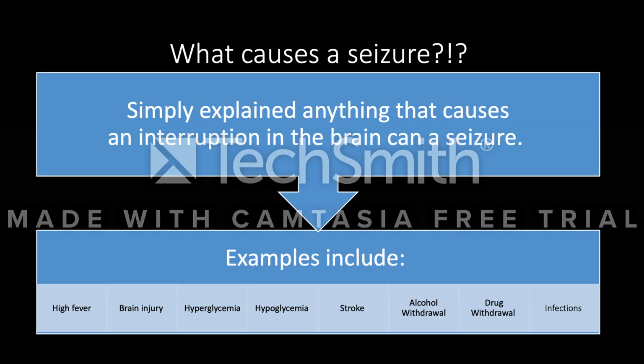For the purpose of this active learning activity, we're going to look at seizures. What causes a seizure? Simply explained, anything that causes an interruption in the brain can cause a seizure: high fever, brain injury, hyperglycemia, hypoglycemia, stroke, alcohol withdrawal, drug withdrawal, and infections. By explaining this to the student in a pre-learning experience, they'll be able to better identify things they already know when it comes to seizures.